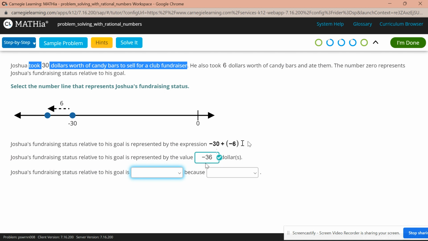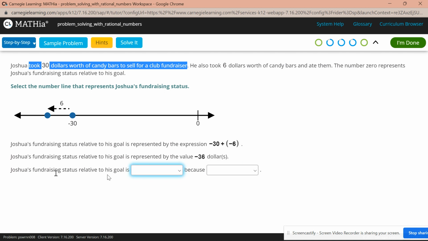You all are very good at this part right here. You would have figured it out. It was negative 36. Joshua's fundraising status relative to his goal, is it positive or negative? I'm glad you said negative. Why is it negative? The number 0 represents Joshua's fundraising status relative to his goal. 0 would mean he just broke even, right? He doesn't have any losses, but he hasn't made any money either. So he hasn't gained any money for the fundraiser.